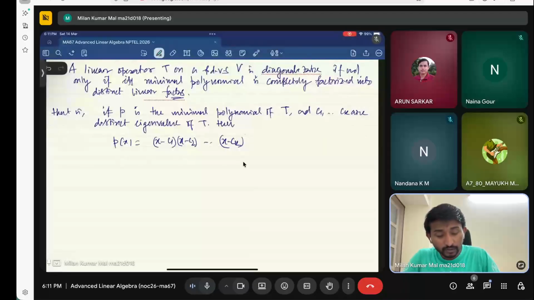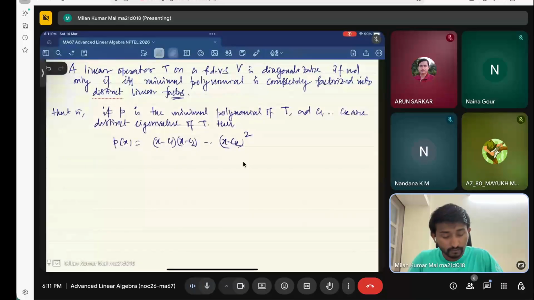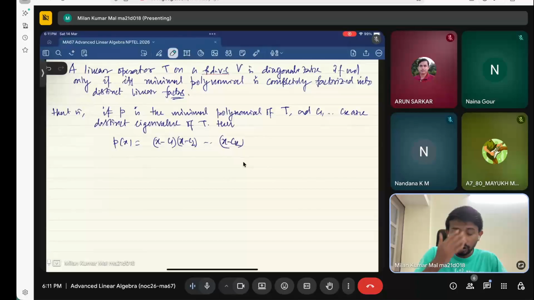That means there will not be something like a power 2 or 3. If the minimal polynomial has something like (x minus ck) to the power 2, or some repeated power greater than 1, then in that case it is not diagonalizable. Okay, this is one of the already known facts. We already used this fact, but you can remember. I just wanted to mention these facts.